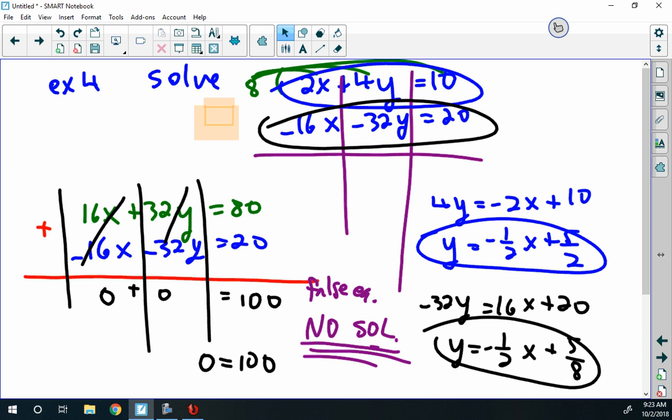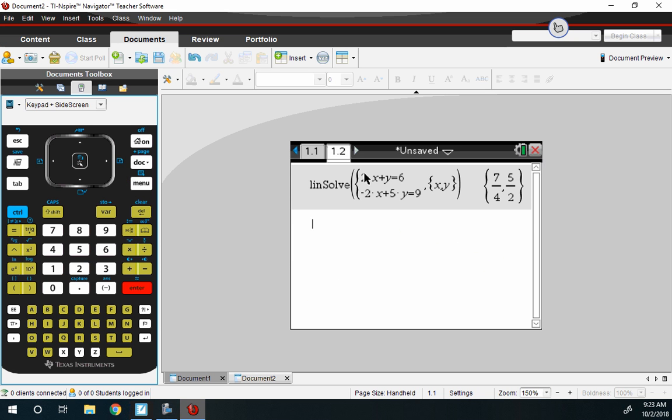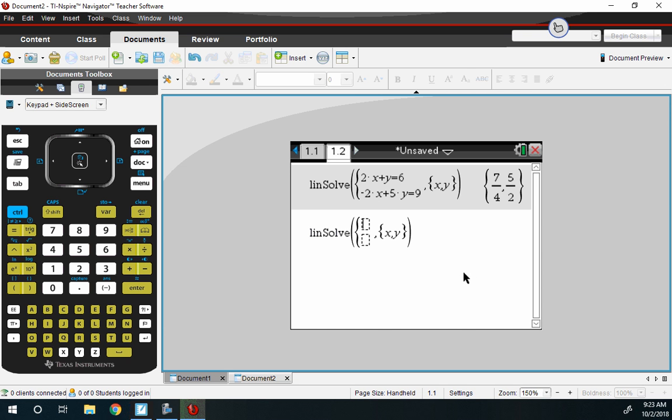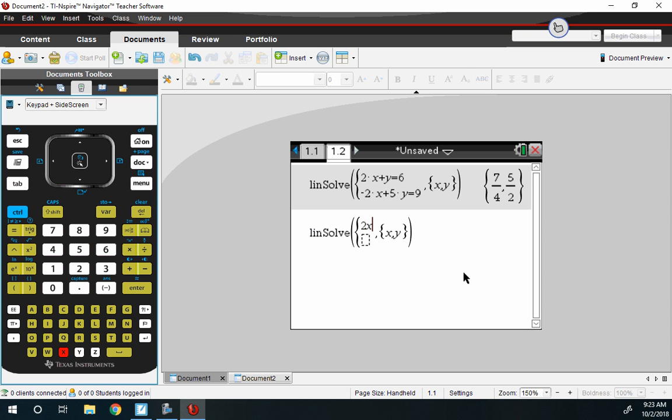Now, I wonder what that's going to look like on the calculator if it's going to say no solution. Maybe we better check that. So I can press menu, algebra, option number 2, bouquet. My first equation was 2x plus 4y, and that equaled 10. My second equation is negative 16x, take away 32y, and that equals 20. And let's see what this says. I'm curious. Oh, it says no solution. Well, that's awesome. That was nice.